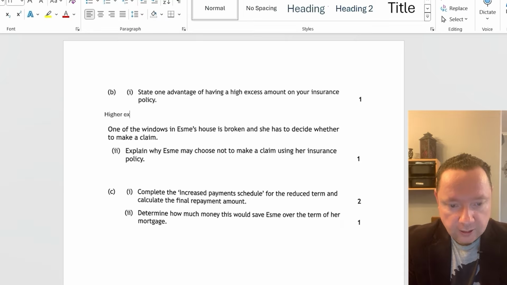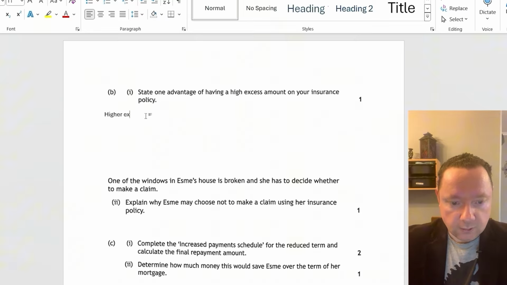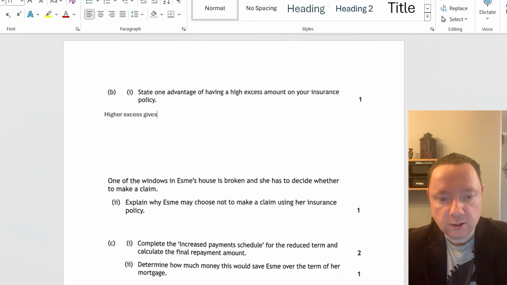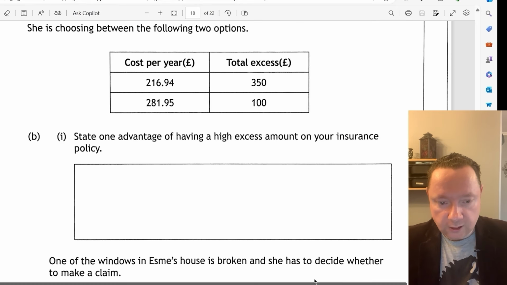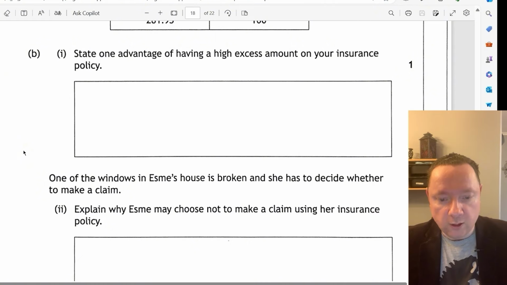Higher excess gives a smaller cost per year. So that's 1. That's an advantage.